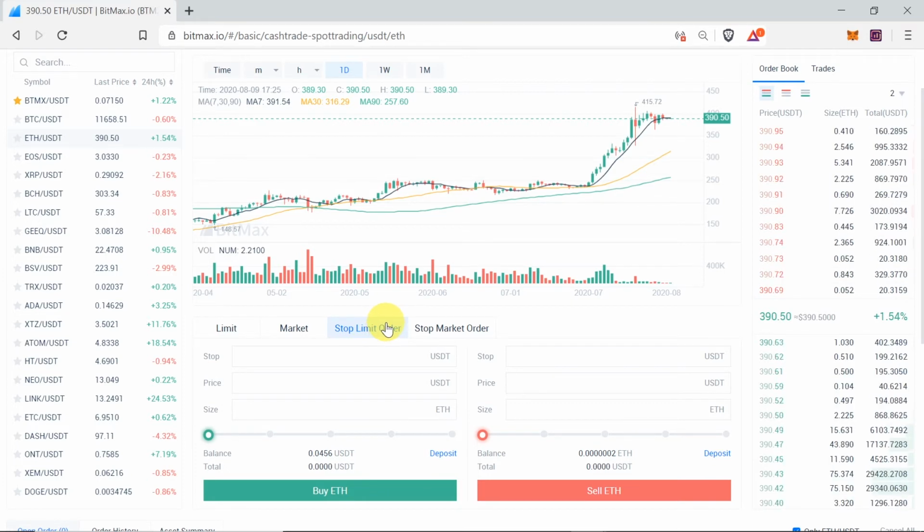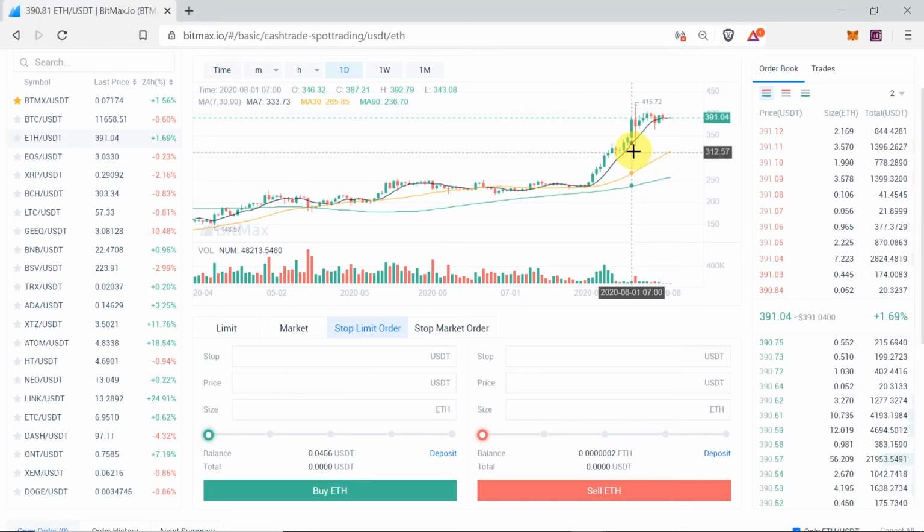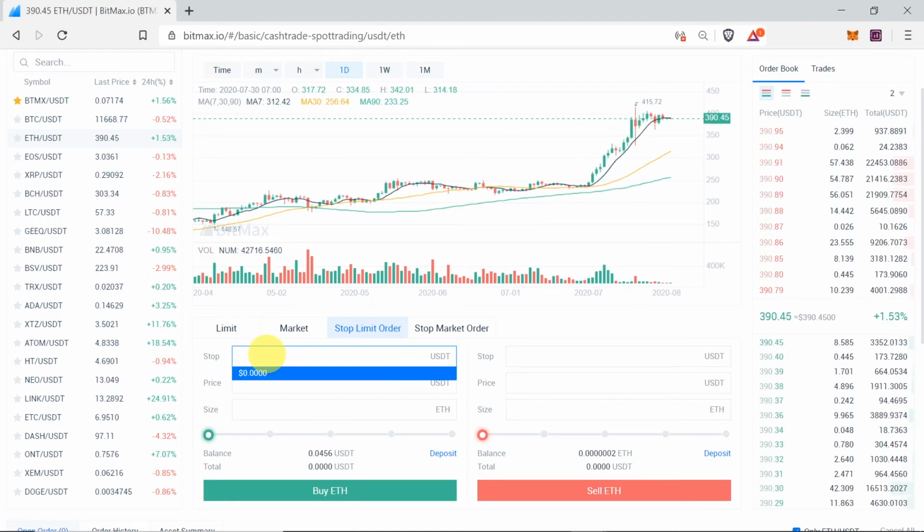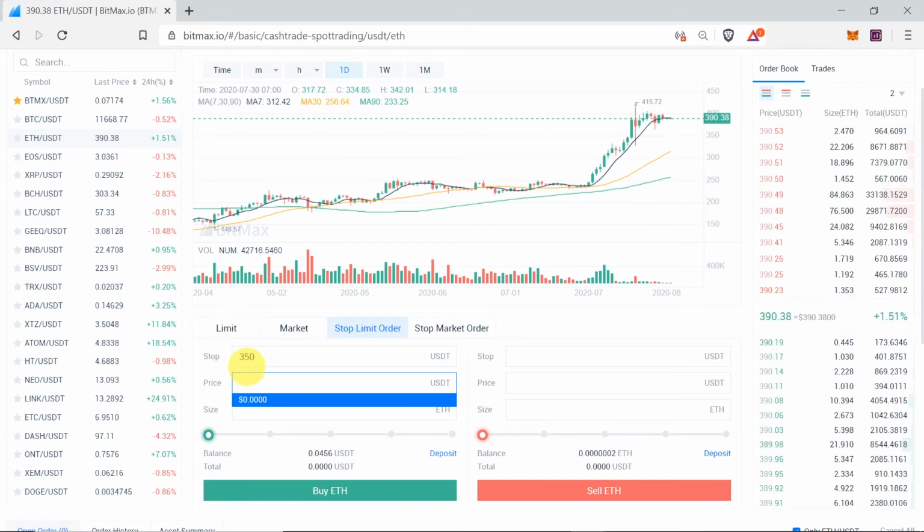So let me tell you how it works. Here we've got 3 fields: stop, price, and size. So if we are buying Ethereum, let's work on the same example as before. So let's say we believe the price of Ethereum will go down to $350. So if we believe that the price will go to 350, at stop price we would type in 350. That means that our order would be triggered when the last price of Ethereum hits 350. Then the price would be the price for which we want to buy Ethereum.